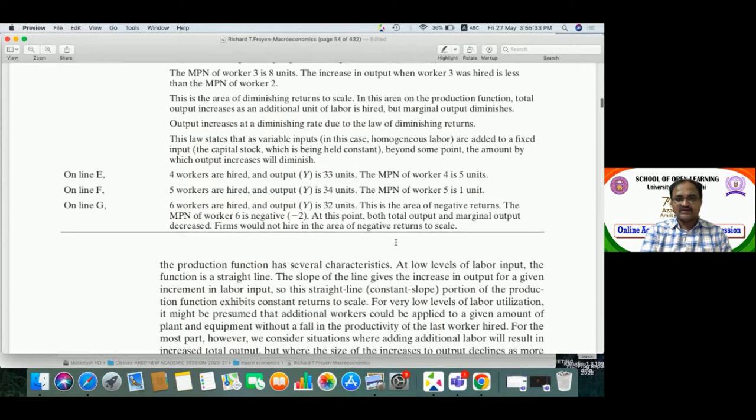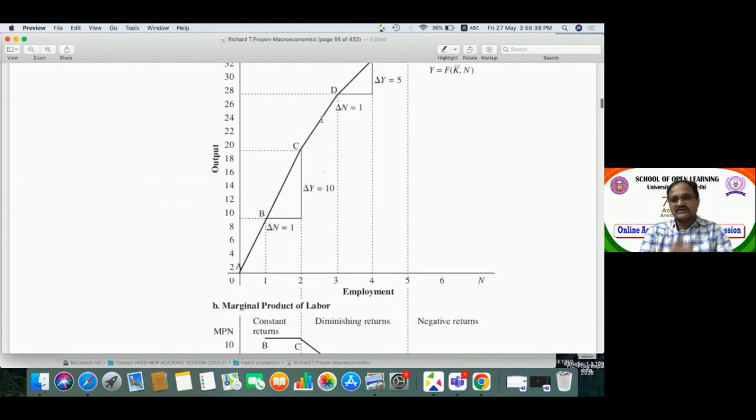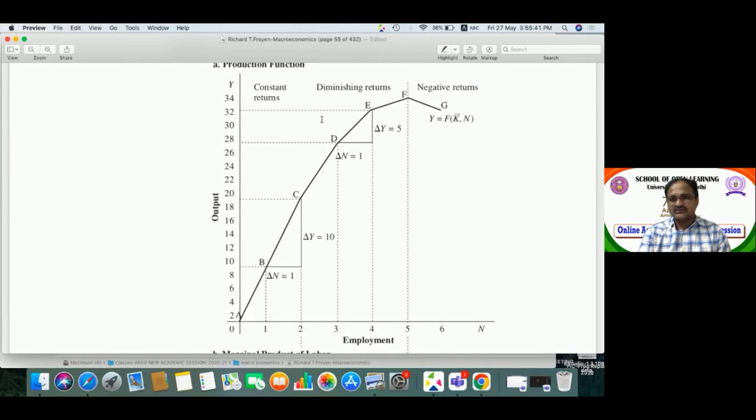Okay, look at it here. The first table is the production function, right? The short-term production function we are drawing. The short-term production function is the functional relationship between the output and labor input. Labor input is on the x-axis, output is on the y-axis. So it is the functional relationship between output and input factors.